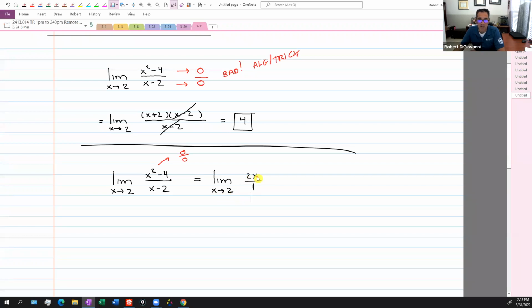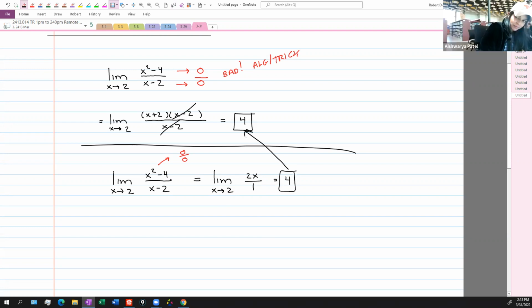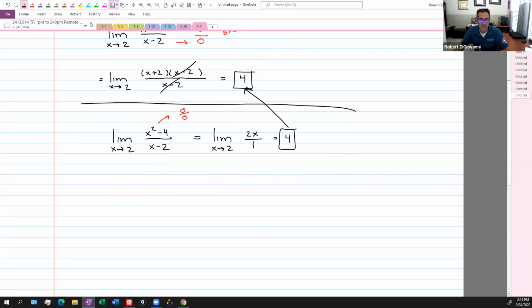Now try 2 again. 2 goes in. What do you get on top? 4. On the bottom, 1. What's your answer? 4. Same answer. It didn't require any algebra. I just had to take the derivative of top and bottom. That's pretty nice, huh?